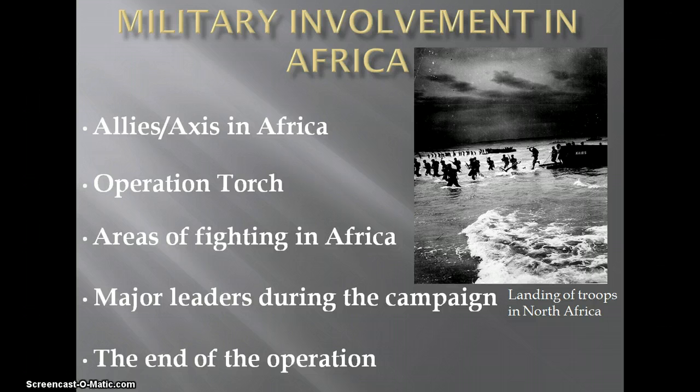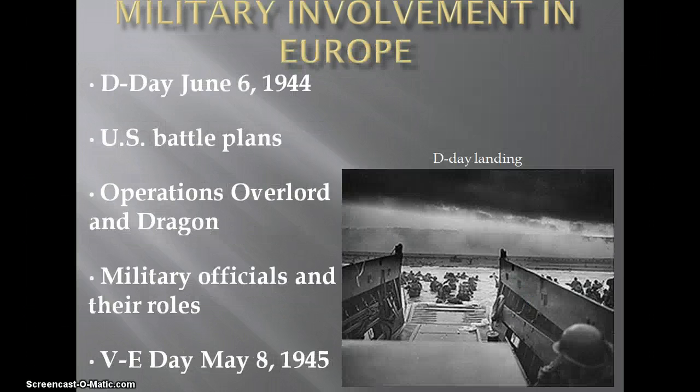Germans and Italians surrendered on May 12, 1943. Military involvement in Europe. Allies gathered in Britain to launch the largest amphibious attack on the European coast. D-Day was June 6, 1944. This was the start of America's Operation Overlord. The United States had a large buildup of men and supplies on the beachhead in northern France.